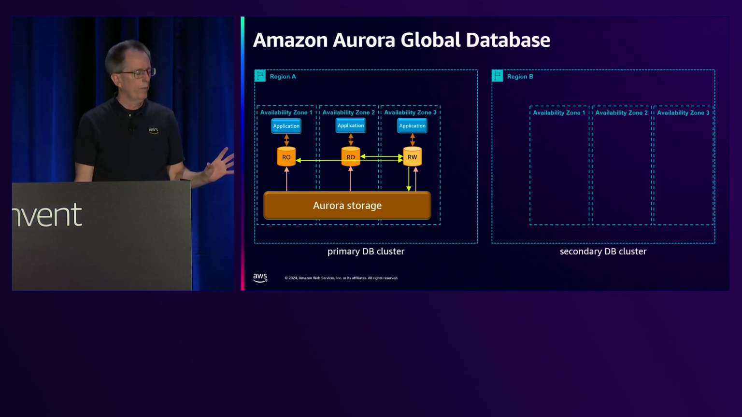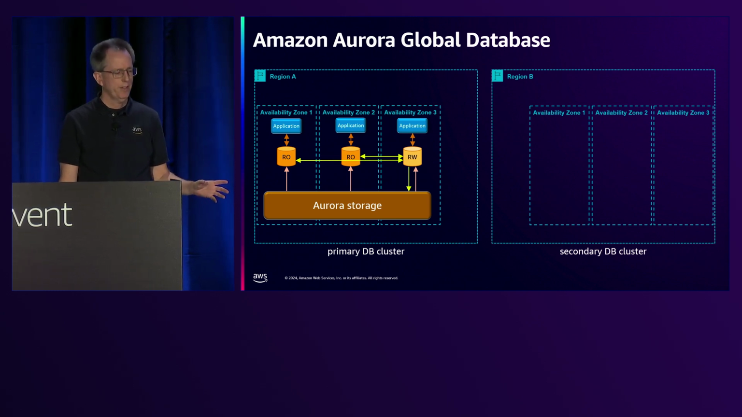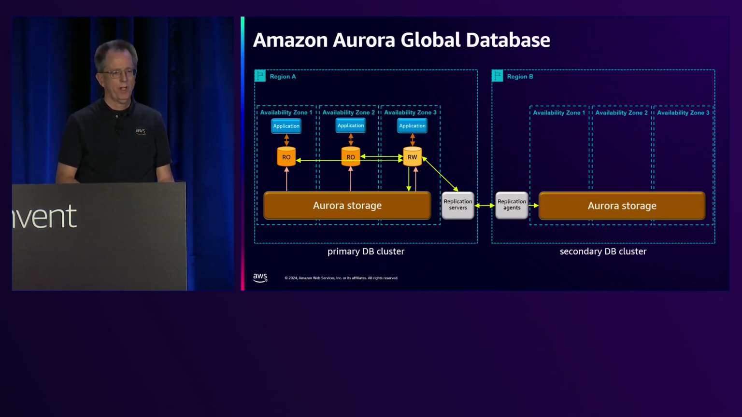Now, we have a really nice feature that we get from this storage system, and it's called Global Database. So we have our region A. We'd like to have some kind of DR. So what we can do is create a secondary database cluster. And what we're going to set up is storage, another volume in that region. Behind the scenes, that replication server and agent, you don't actually have to manage those. Those are all just hidden, and they're going to help replicate the data between these two things.